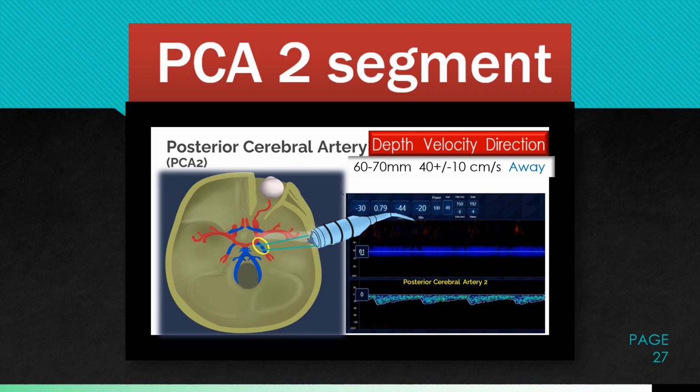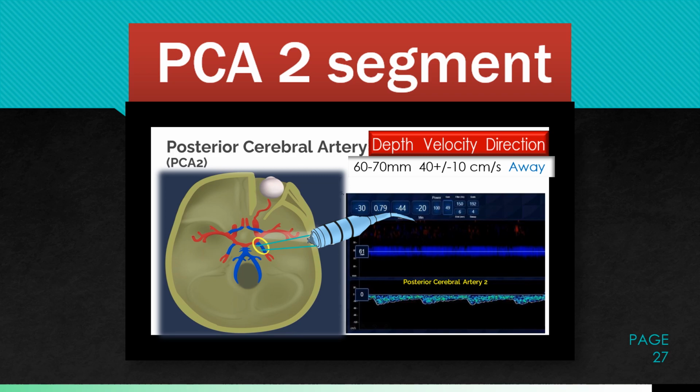What you will find when you identify the PCA2 segment is that it will be the only vessel on the screen. The PCA2 segment is its own plane. You will not find the PCA1 and PCA2 in the same plane when scanning with dedicated Doppler TCD. You will find your PCA2 segment at depths of 60 to 70 millimeters with average mean velocities of 40 plus or minus 10.